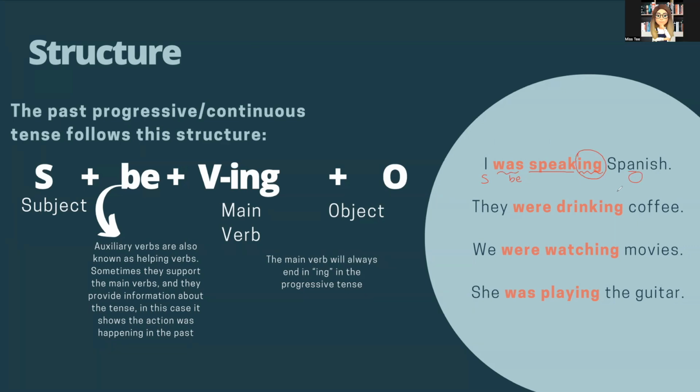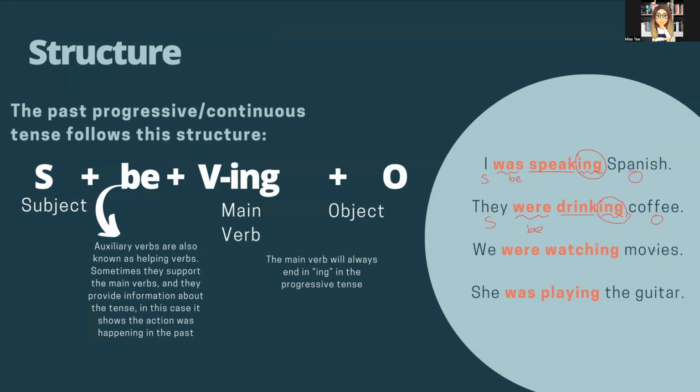Looking at the next one, they were drinking coffee. They is the subject. Were is the form of be. Drinking is the main verb, so we have drink plus ing, and this shows us it's continuous, while this shows us it's in the past, and coffee is the object.